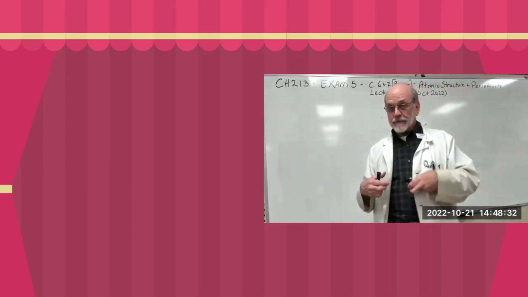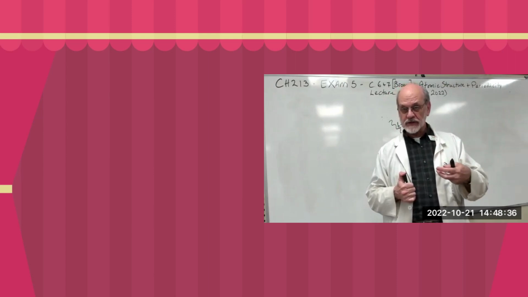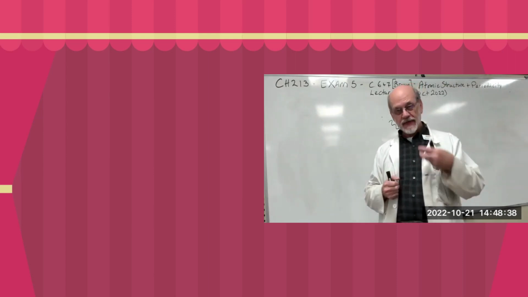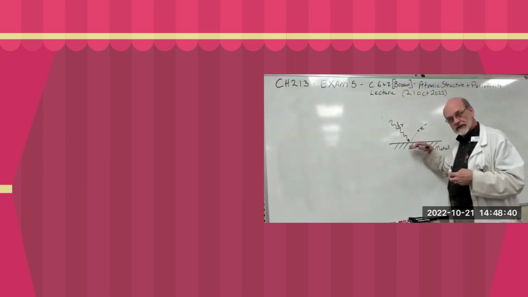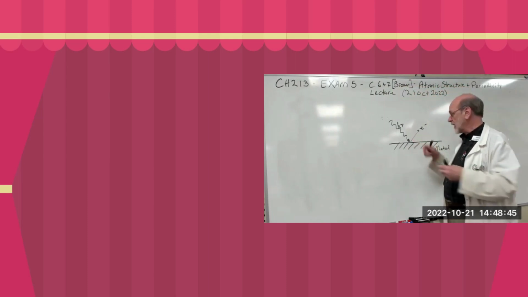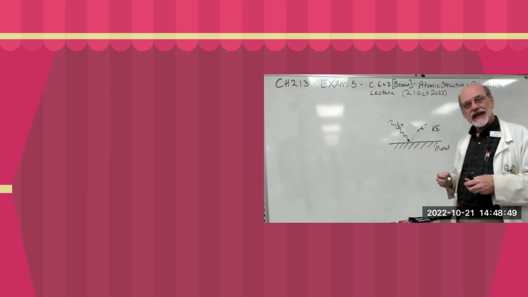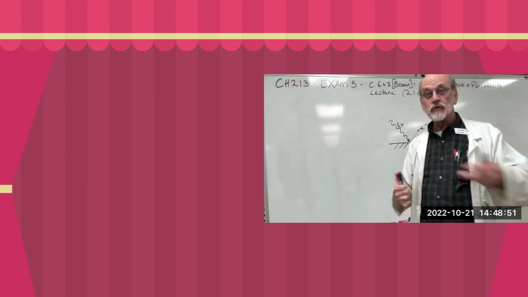Now, if the frequency were higher than the critical frequency, then that would be enough energy for the electron to leave the surface, and then any leftover energy was translated into the kinetic energy of the electron. It would just move faster.